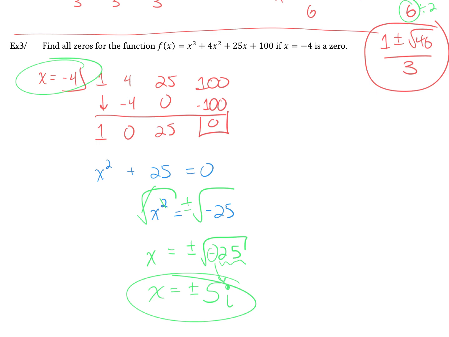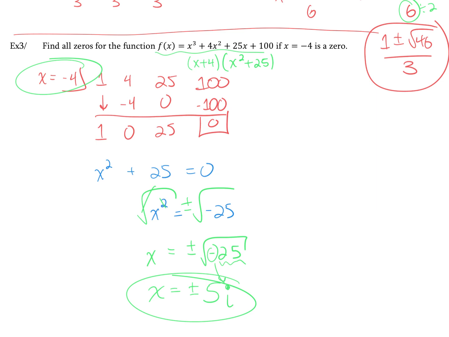So zeros can be imaginary or complex. And the factors of this function up here, f of x, work like the last example. We could write x plus 4 because that's what you'd get if you solved this zero for 0. And then the other factor is right here. This does not factor. So the only other factor we have is x squared plus 25. And if you multiply all this out, you'll get what's here.